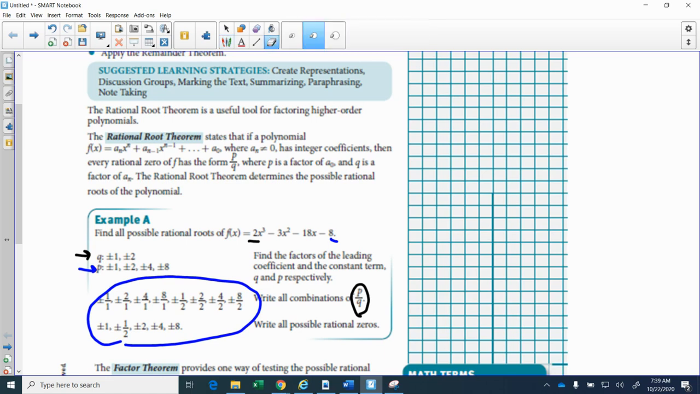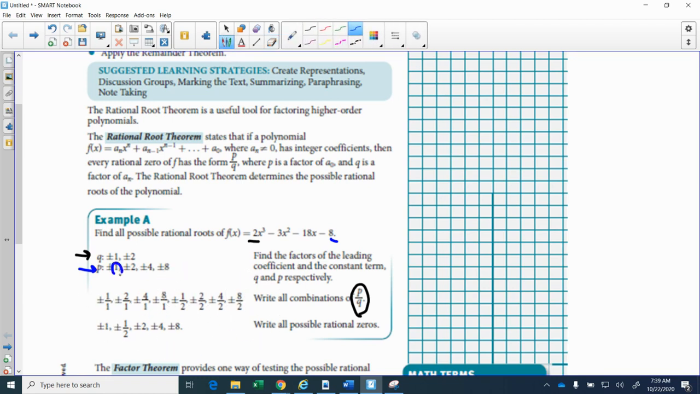Notice how in the first one, they took P, which was positive and negative 1, and Q, which was 1, and got 1 divided by 1. They're going to do this for every single value. Then they take 2 divided by 1, 4 divided by 1, 8 divided by 1. Notice how they have literally all the factors of P on top being divided by that one factor of Q, because we have to get all possible values listed. Now what this creates is a list of numbers that are possible zeros for us.